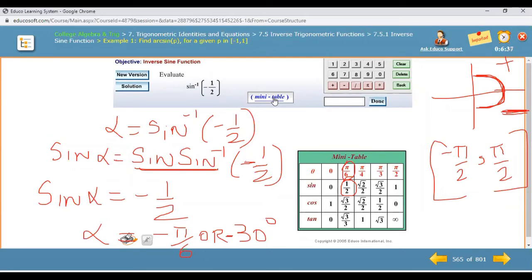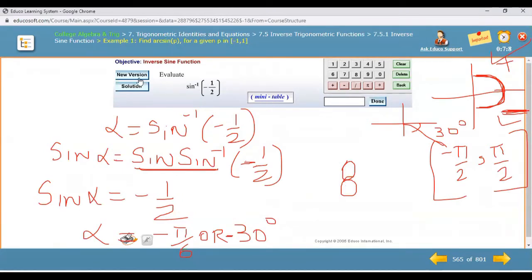Why 30 degrees negative? Because I have to go in the fourth quadrant. In the fourth quadrant, how do we calculate the angle? We calculate the angle in the clockwise direction, and that is 30 degrees. So it is quick and easy to go over this function, this inverse. If it is positive, it is in the first quadrant. If it is negative, it is in the fourth quadrant. That's all we do for inverse of sine.